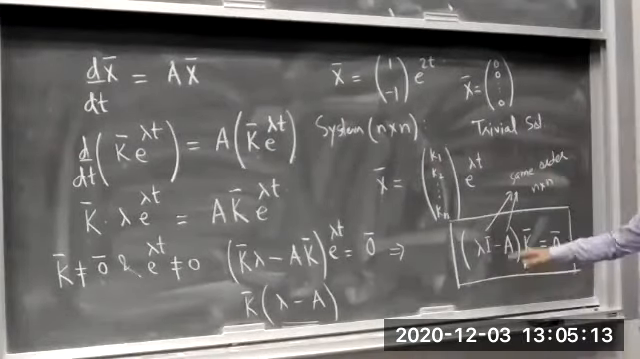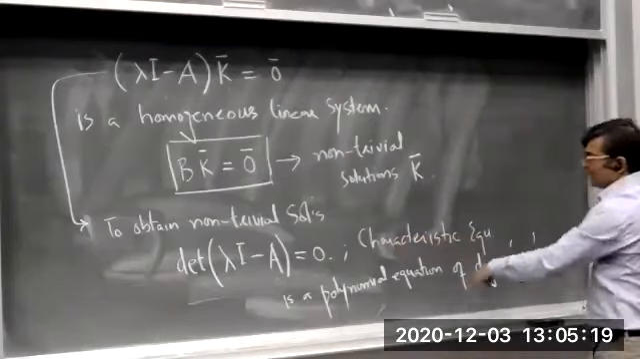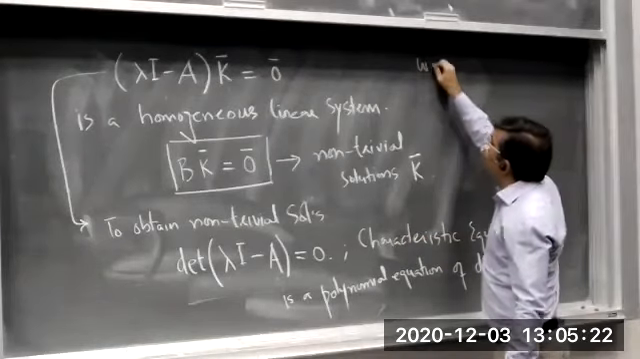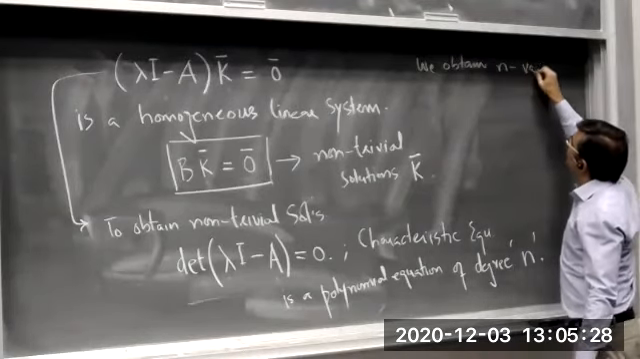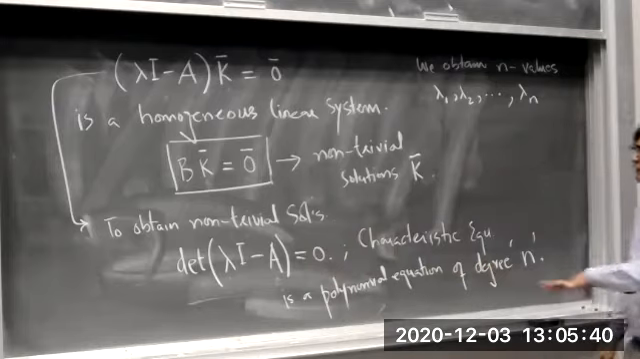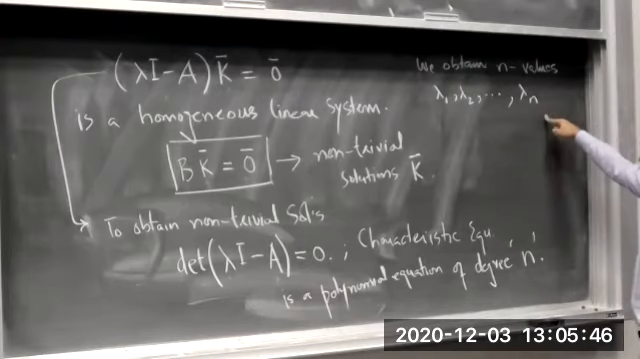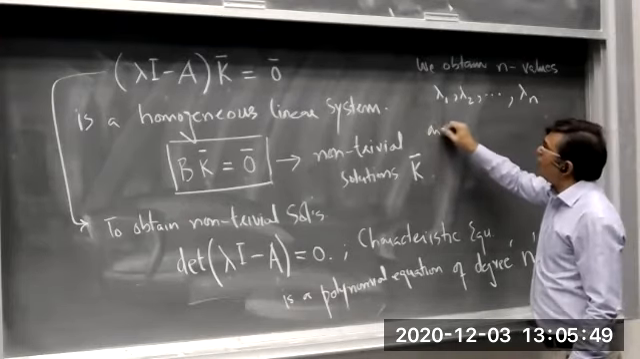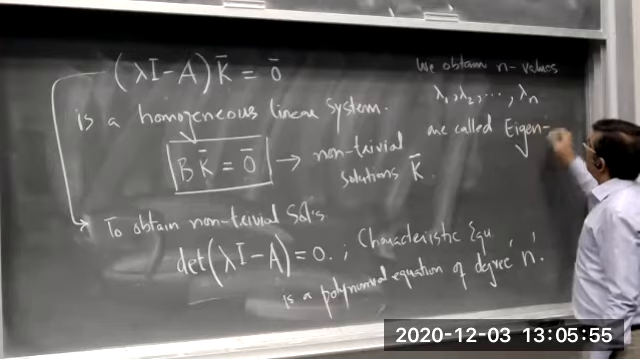By solving this characteristic equation, where is that equation? This one. By solving this characteristic equation, we obtain n values, lambda 1, lambda 2, so on, lambda n. Because by solving this characteristic equation, we obtain a polynomial of degree n, which can have at most n values. These values are called eigenvalues.